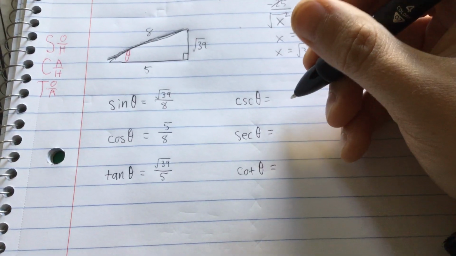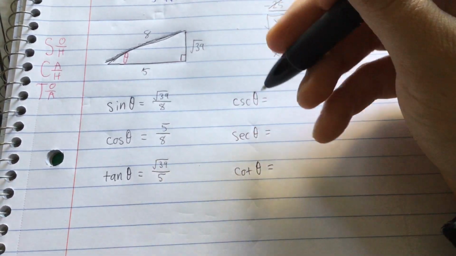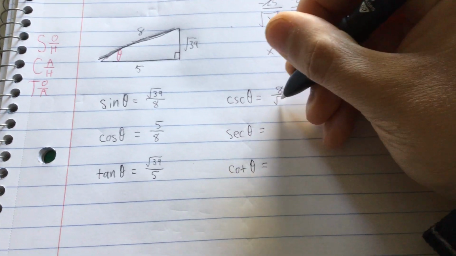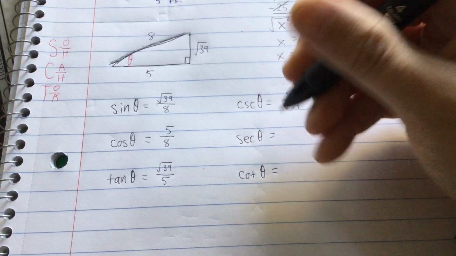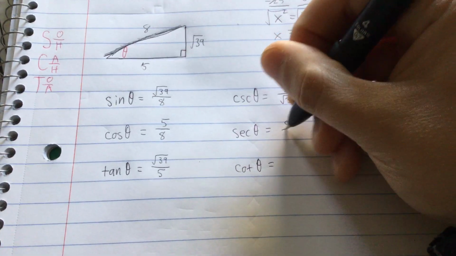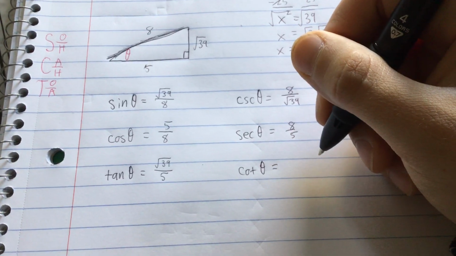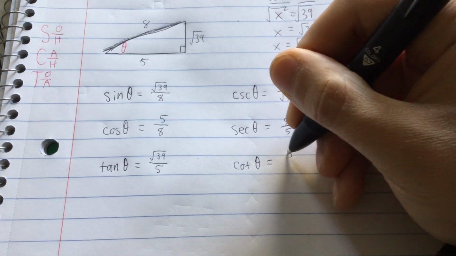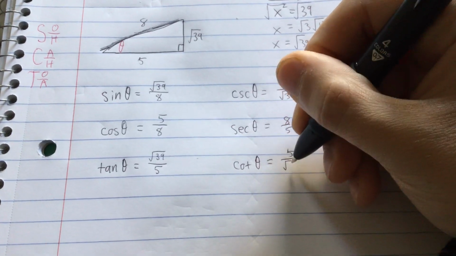So the cosecant of angle theta would be the reciprocal of the sine ratio, so that'd be 8 over the square root of 39. The secant would be the reciprocal of cosine, which would be 8/5. And finally, the cotangent would be the reciprocal of the tangent, which would be 5 over radical 39.